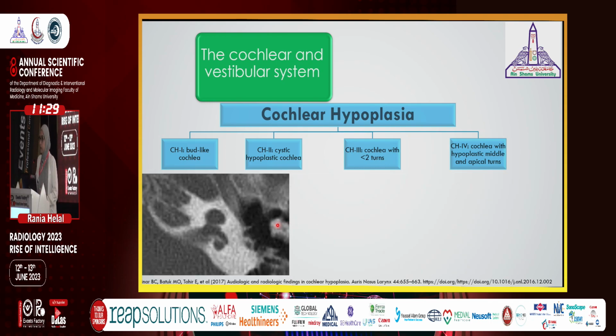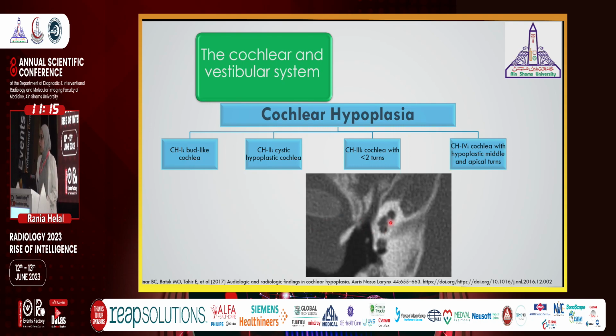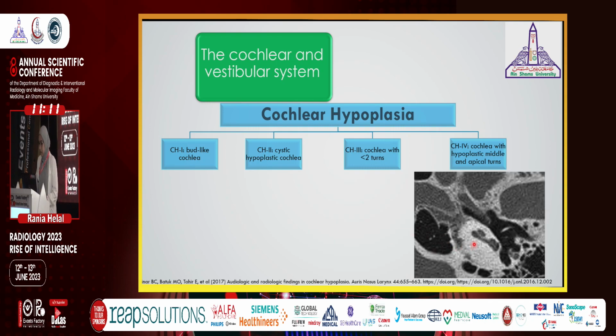Here's type 1, just a bud-like structure connected to the internal auditory canal. Here's a cystic hypoplastic cochlea, having slightly the shape of the cochlea from the external appearance, but it's also small. Here's a short cochlea, less than 2 turns. And here's a slightly normal basal turn, but the apical turn and the middle turn are small hypoplastic cysts.